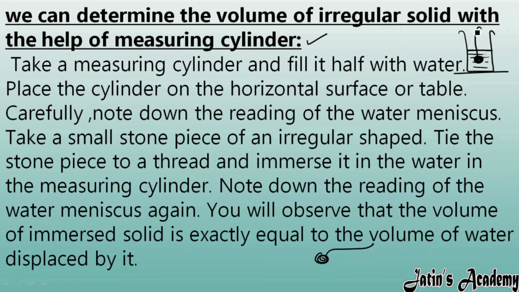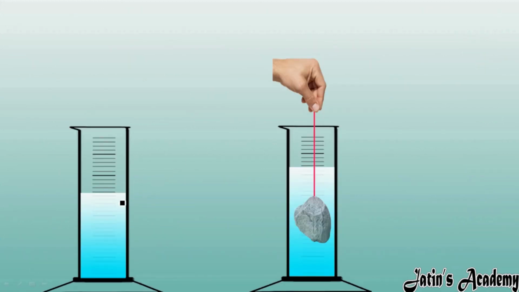And then gently immerse that stone, tied with a string, into the water in the measuring cylinder. Then what will we see? We will see that firstly the volume of the liquid is this, for example 210 ml. But after immersing the stone into it using the thread, the water level will rise, and for example here it will be 310 ml.